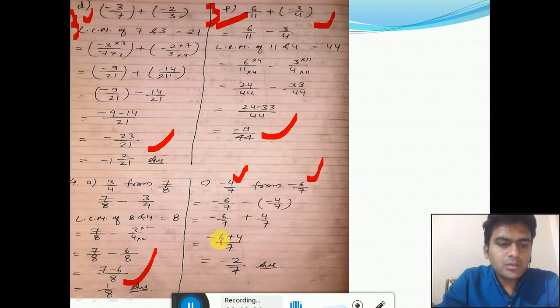So minus 6 upon 7 and plus 4 upon 7. See, the denominators are equal, 7 and 7. So write the denominator, and then minus 6 plus 4. Minus 6 plus 4, the signs are different, so we have to subtract the numbers. 6 minus 4 is 2, and we take the sign of the bigger number, and the bigger number is 6, so the sign is minus. So minus 2 upon 7 is the answer.